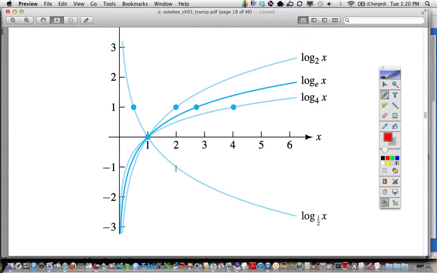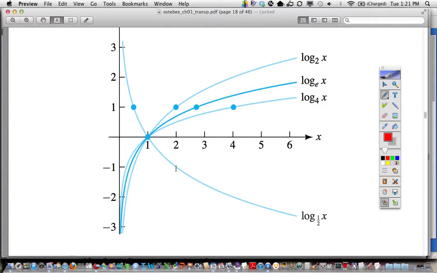But here's your basic logs. These 3 right here. Like, here's ln right in the middle. There's log base 2. There's log base 4. Now, you can see they're kind of inverses of exponentials. Exponentials go through 0, 1. These go through 1, 0. Exponentials have the x-axis as a horizontal asymptote. These have the y-axis as a vertical asymptote. So they come down here like this.